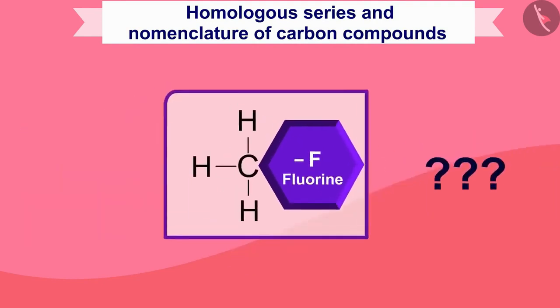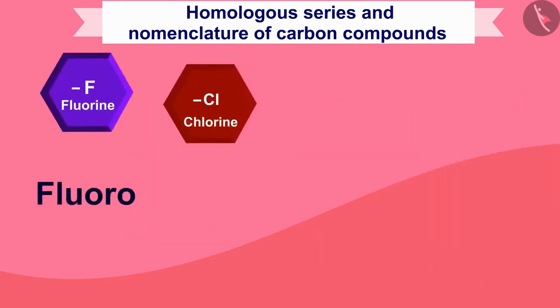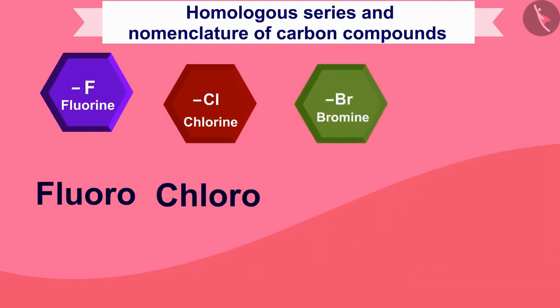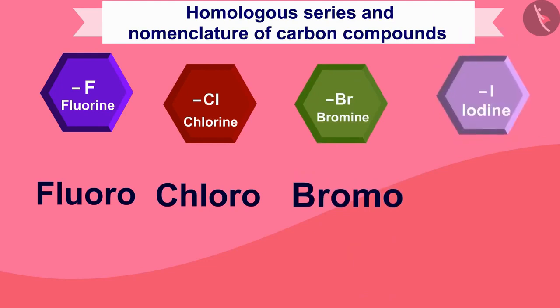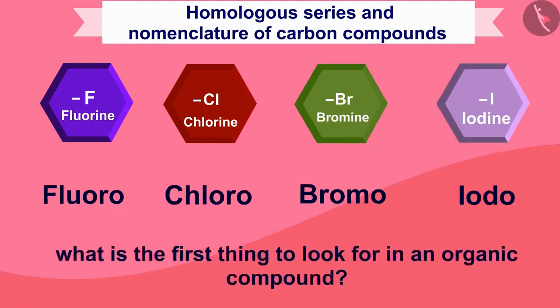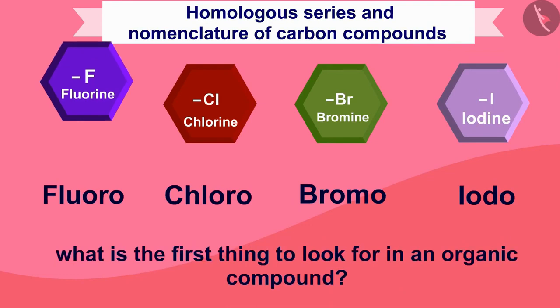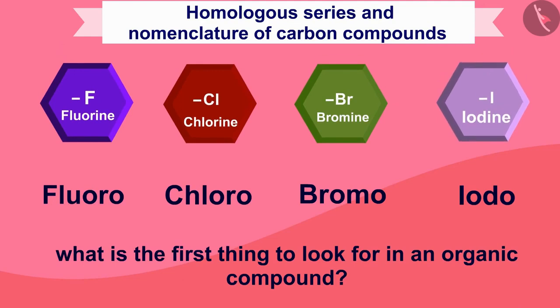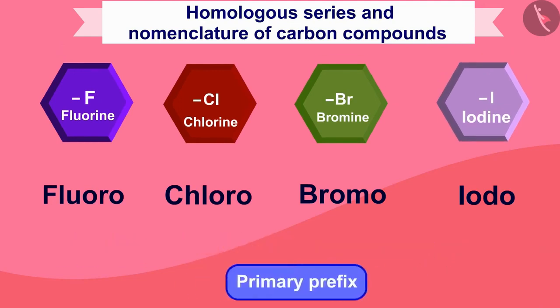What to write if fluorine is added in carbon compounds? Write fluoro before the name, and if chlorine is added, chloro. If bromine is added, we will write bromo. And if iodine is added, then we will write iodo. So what is the first thing to look for in an organic compound? Will you see fluorine, chlorine, bromine or iodine? So we can write the primary prefix accordingly.